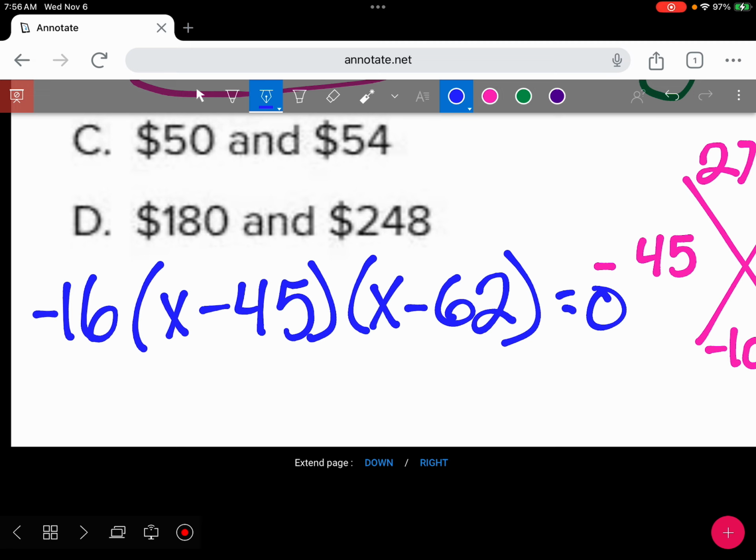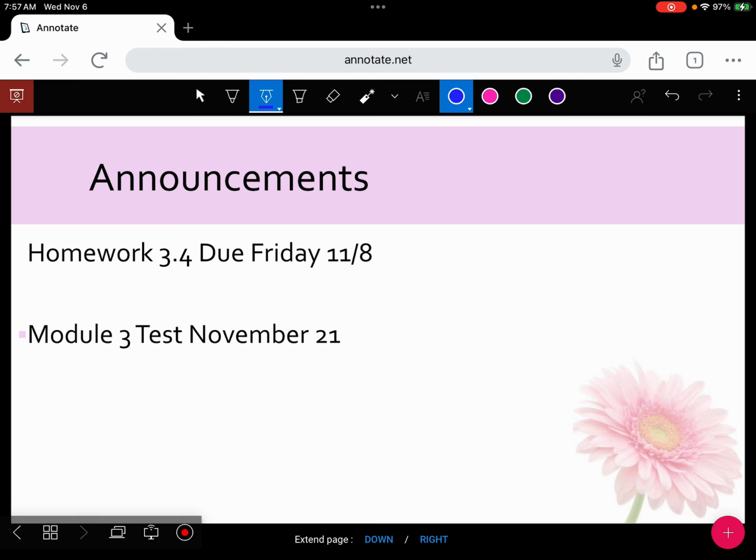They're gross. We are going to keep working with solving by factoring tomorrow. But I'm going to give you more solving stuff. 3.4 is not due till Friday. So it is solving.